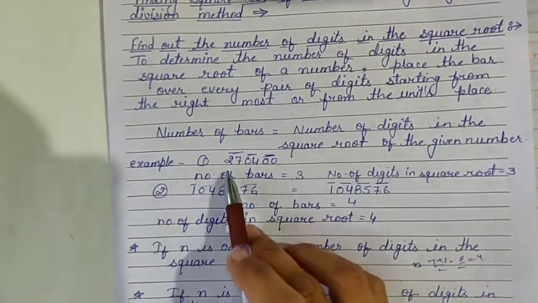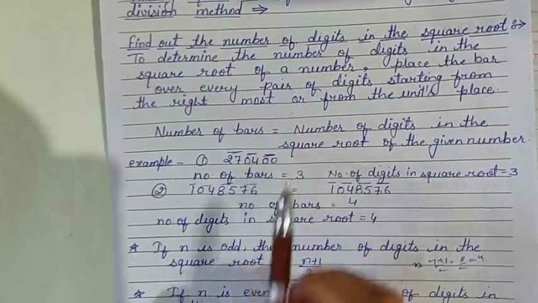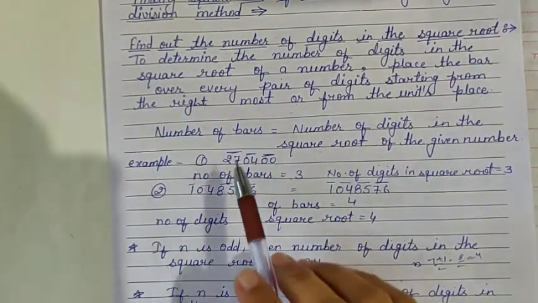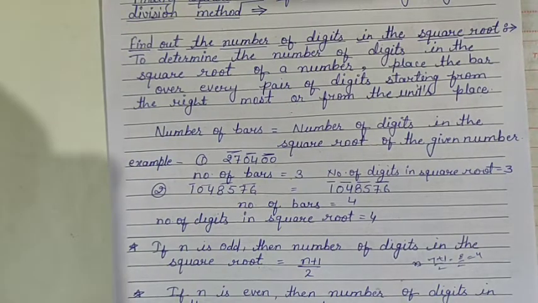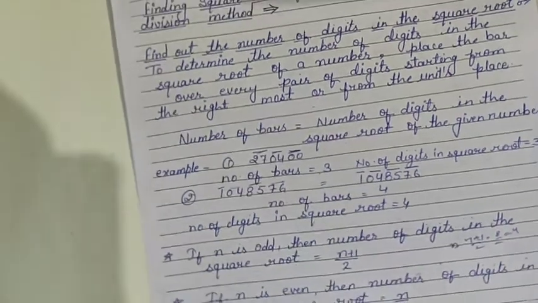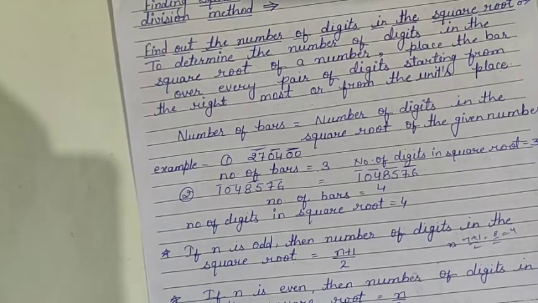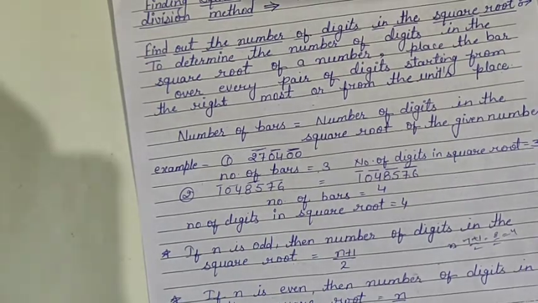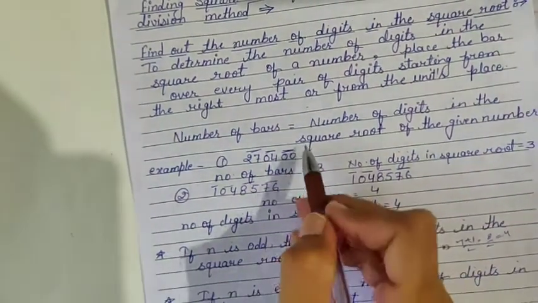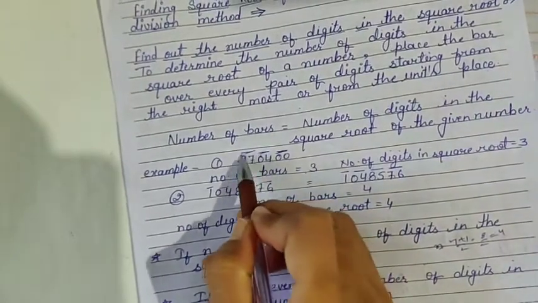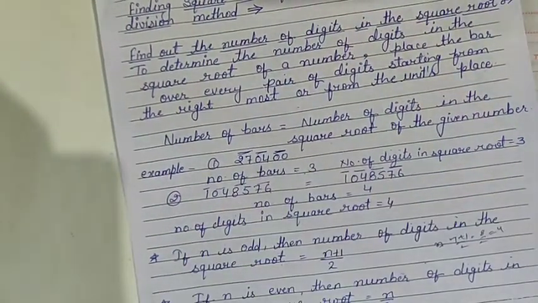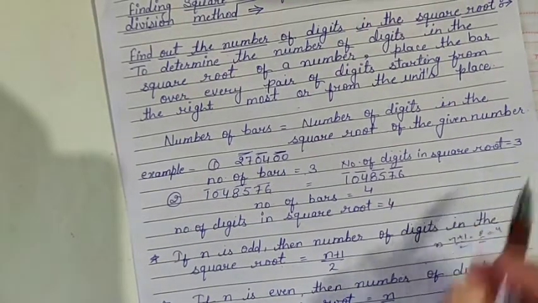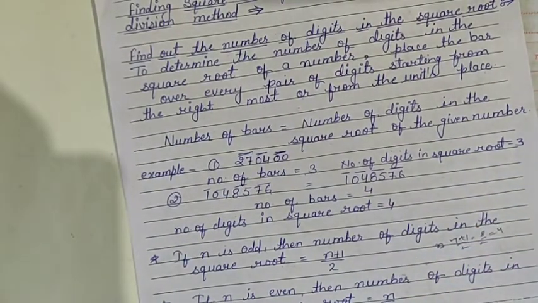For example, 2,70,400. In this number, we have to find the number of digits in its square root. So, we will make pairs from the units digit: 00, 04, 27. So, how many bars are there? 3 bars. So the number of digits in its square root is equal to 3.